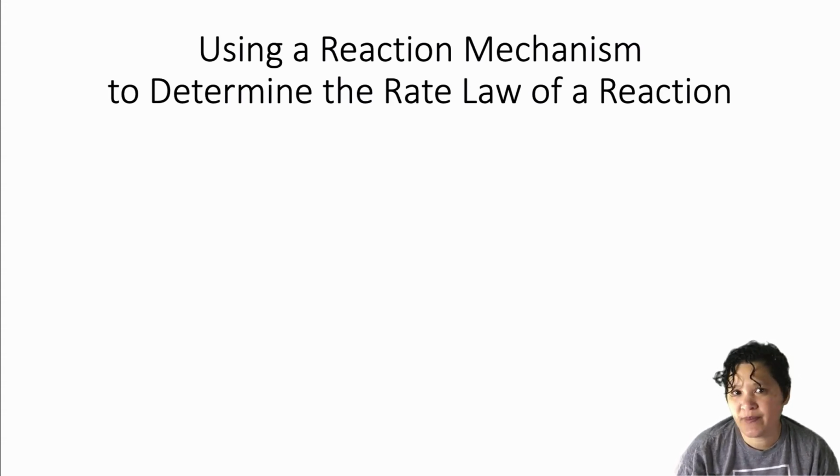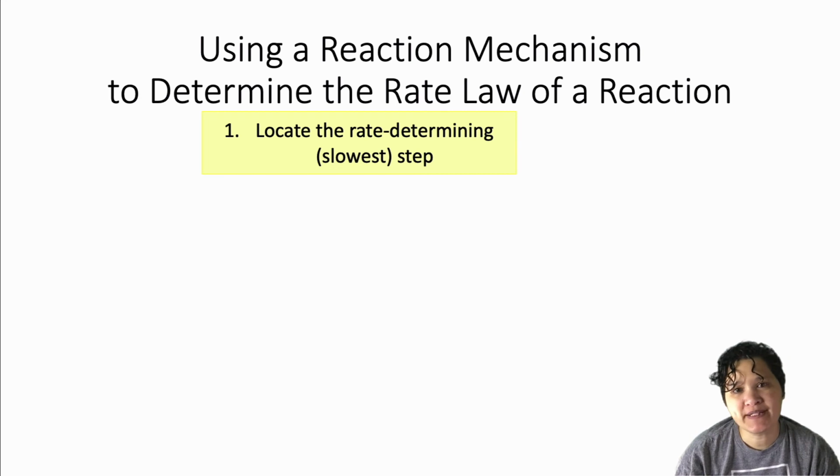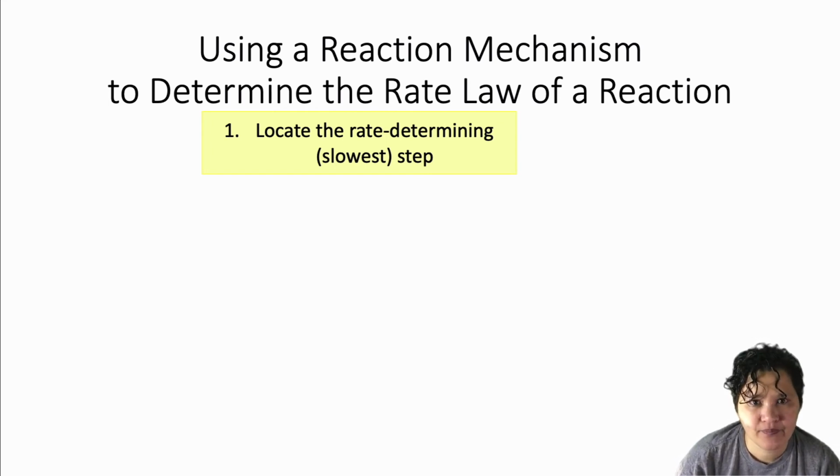So now that we understand the connection between elementary processes and rate laws for those processes, let's use a reaction mechanism to determine the rate law of a reaction. This is a four-step process. First, locate the rate determining step. How will you know which it is? At this level of chemistry, the problem will tell you how fast the steps go. You're going to pick the slowest one.